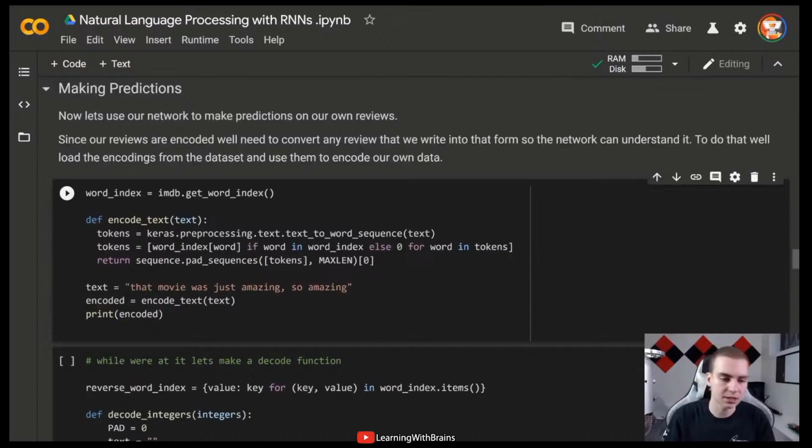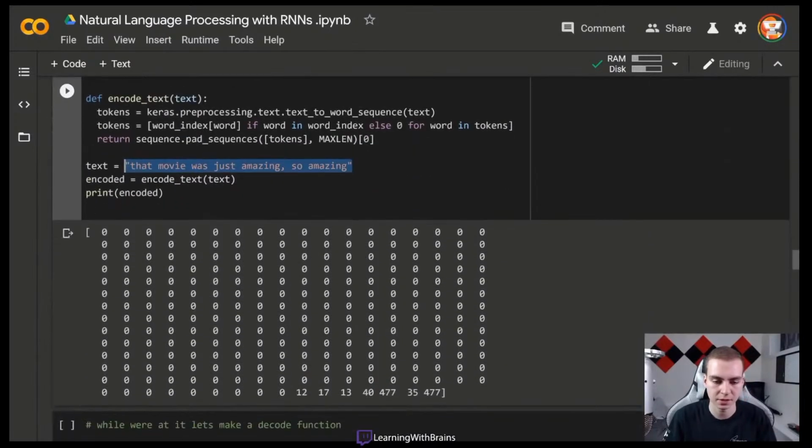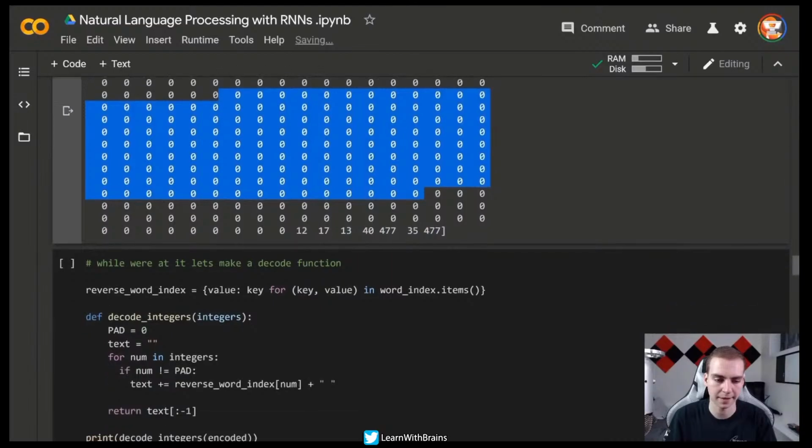But yeah, so we can run this cell and have a look at what this actually does for us on some sample text. So, "that movie was just amazing, so amazing." We can see we get the output that we were kind of expecting. So integer encoded words down here, and then a bunch of zeros just for all the padding.